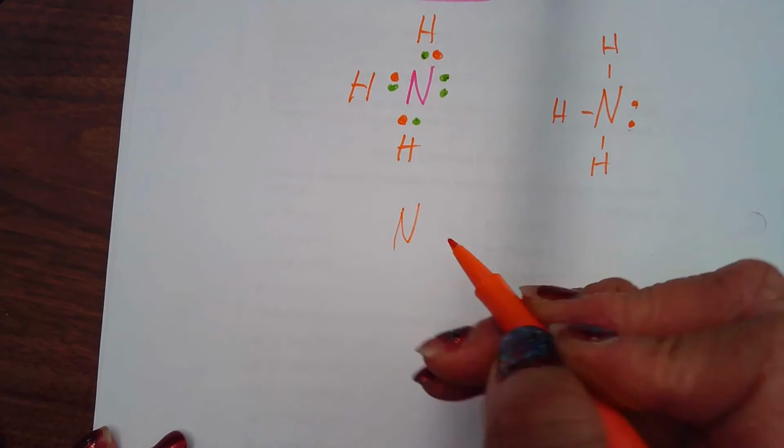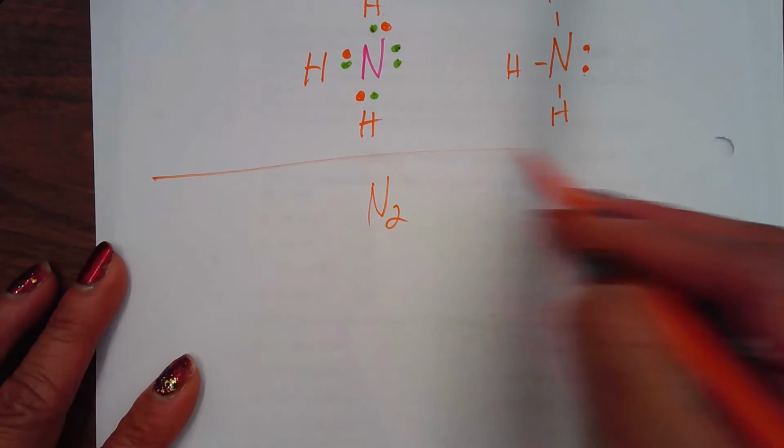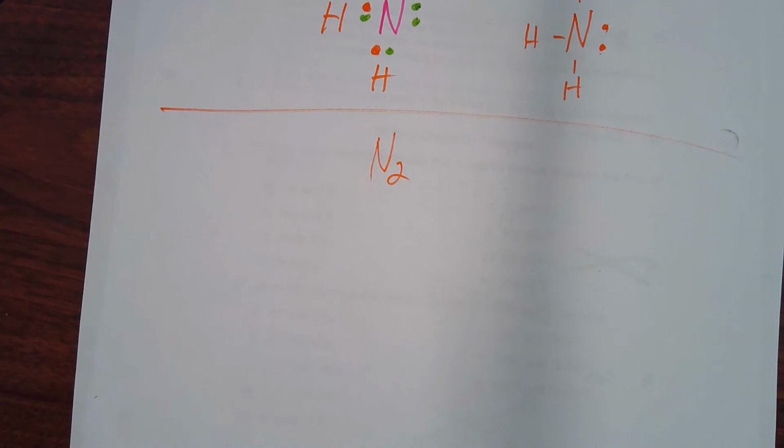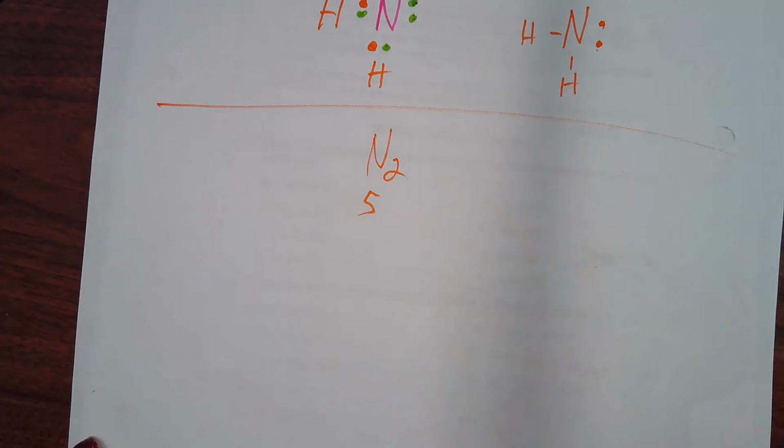But if you have something like N2, can you try N2? Oh, that's just nitrogen by itself. So then you go, do you have a central atom for this one? No, they're equal, right? So, how many valence do you have for N? 5, but how many N's do you have?